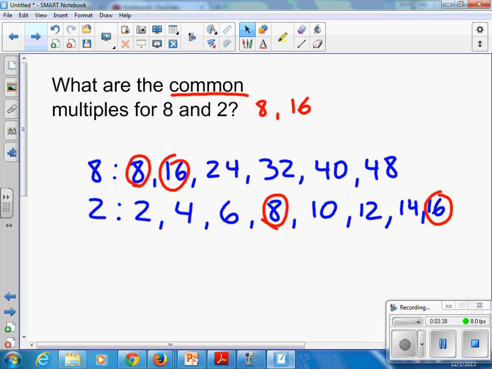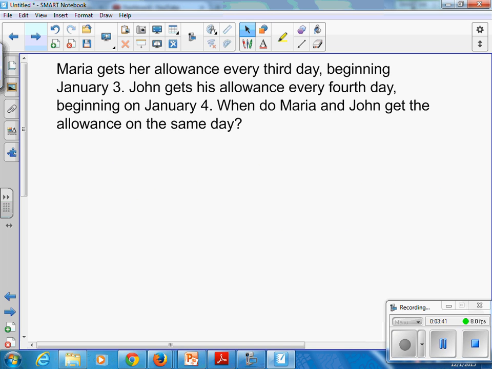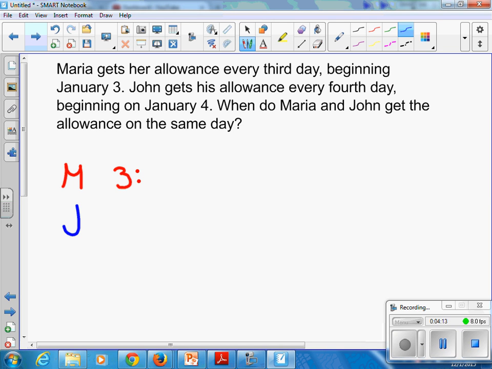And then the word problem is going to look something like this. Maria gets her allowance every 3rd day beginning January the 3rd. John gets his allowance every 4th day beginning on January the 4th. When do Maria and John get the allowance on the same day? What is this? This is common multiples. So Maria is going to get her allowance every 3rd day beginning on January the 3rd, so we're doing multiples of 3. And then we're going to have John right here. John is going to be paid every 4th day beginning January the 4th. So we're going to do multiples of 4.